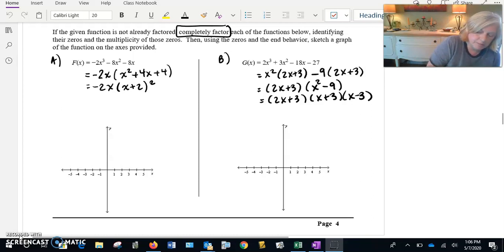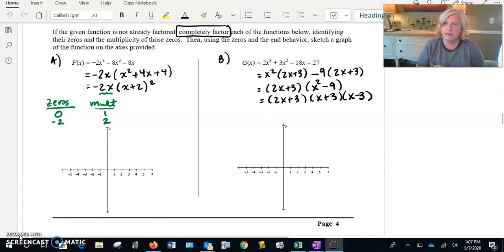But from this first factor right here, I'm going to do the zeros here and then the multiplicity right next to it. So negative 2x would equal 0 when x is 0. And its multiplicity, there's no power on that x, so its multiplicity would be 1. And then we have negative 2 would be the next 0, and it has a multiplicity of 2 when we look at it.